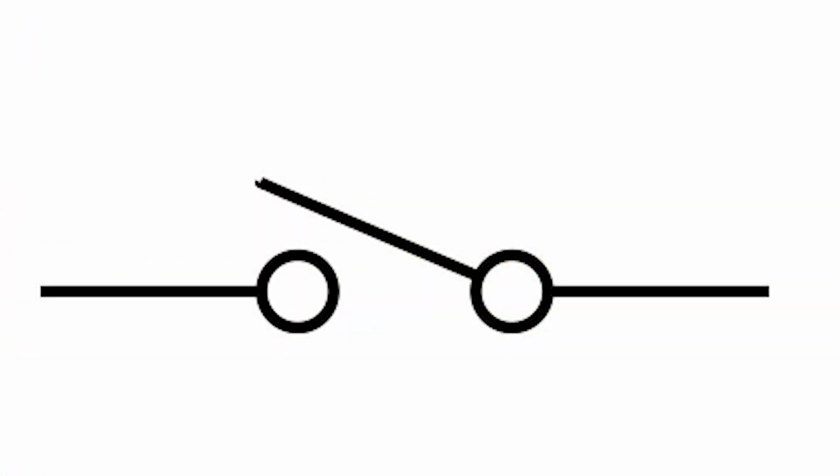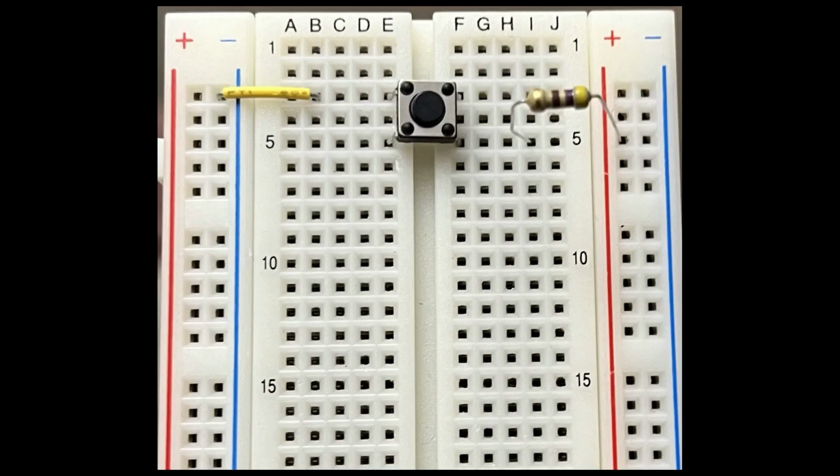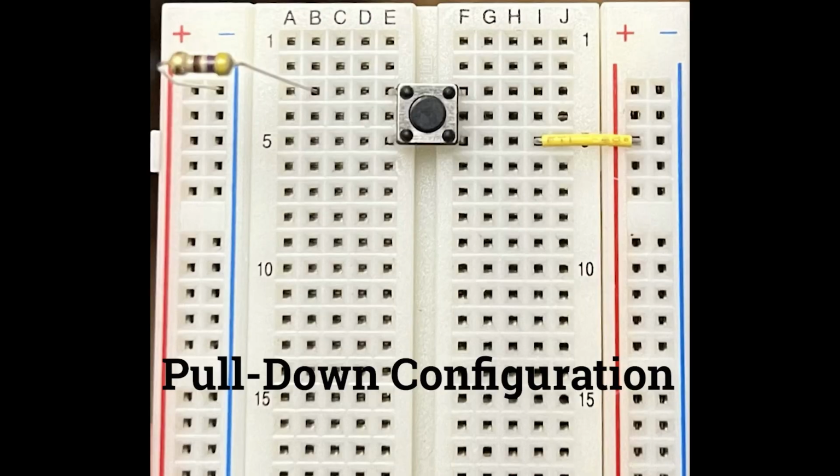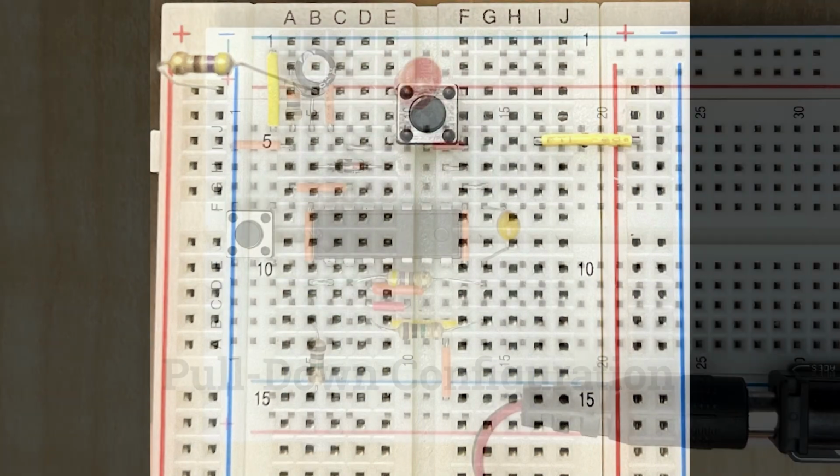This circuit uses a momentary PBNO, which is a type of switch that is normally open, meaning it doesn't connect electricity until pressed. In the pull-up resistor configuration like we're using, the resistor connects the PBNO to power. In a pull-down resistor configuration, the resistor connects the PBNO to the ground.